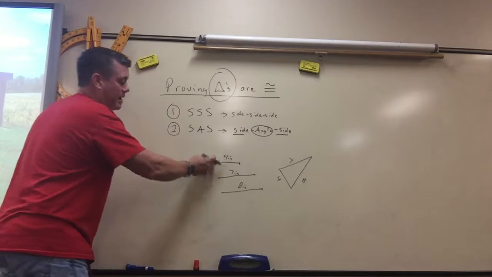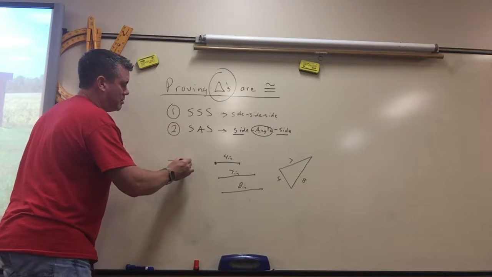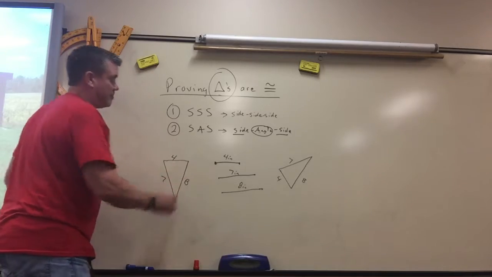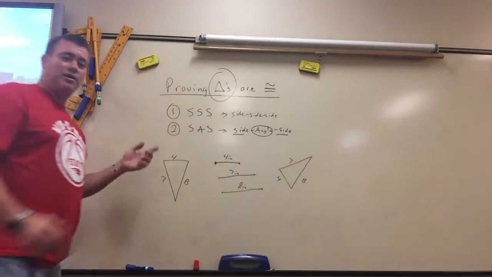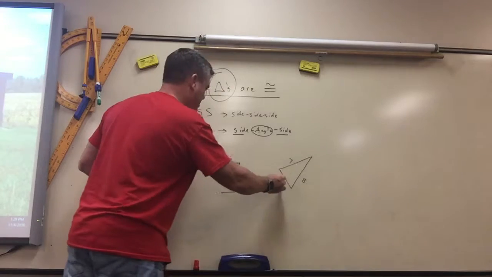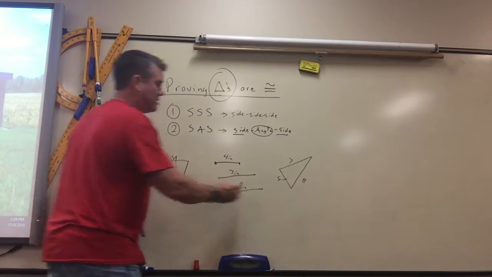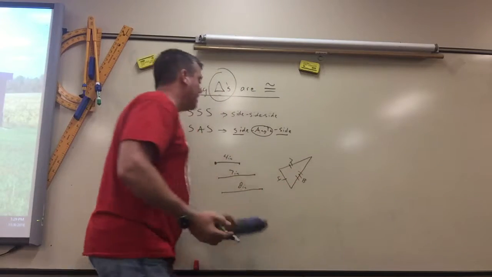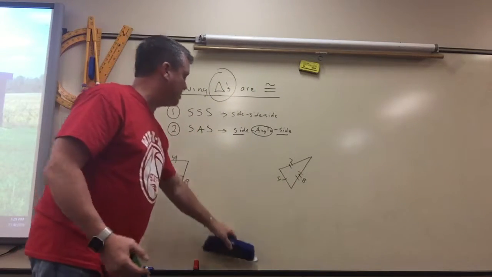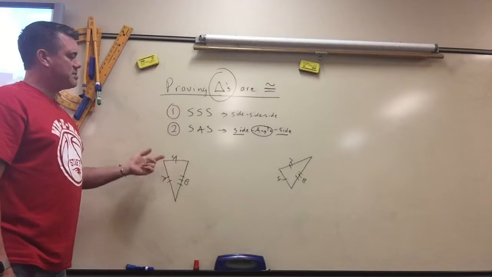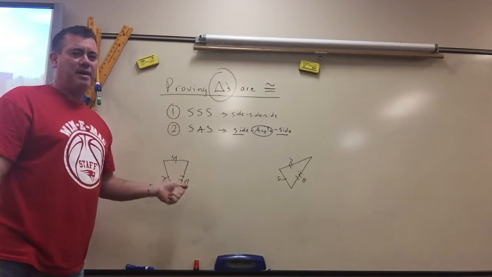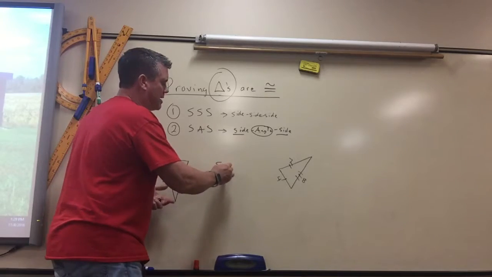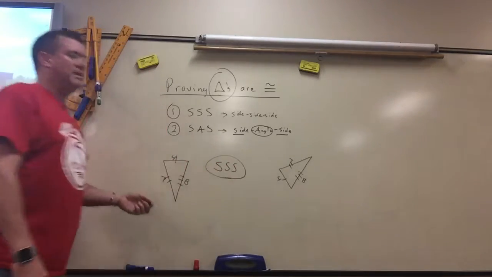So if 2 people had 2 sets of sticks and they made their 2 triangles, they would be congruent to each other, because these sides are congruent, these sides are congruent, and these sides are congruent. So in today's assignment, you're going to have a picture, and you have to state the reason, if they are congruent, what the reason is. So if you saw these 2, you would just put SSS. That's what makes them congruent.